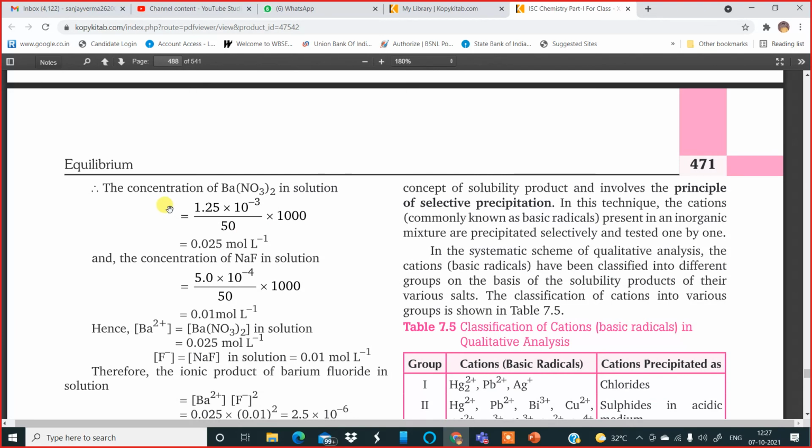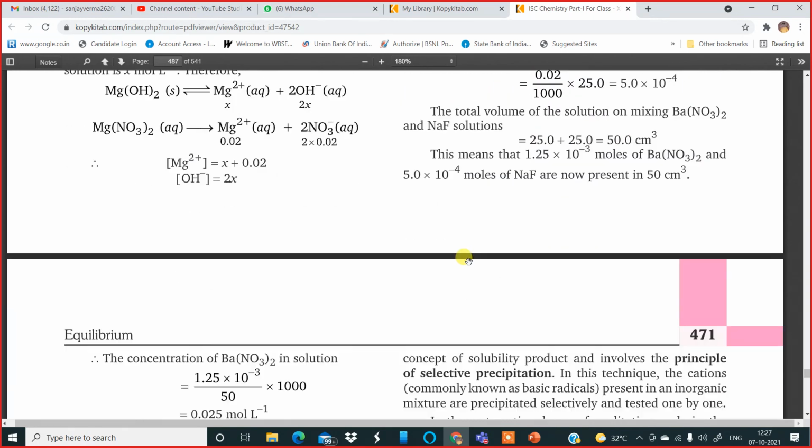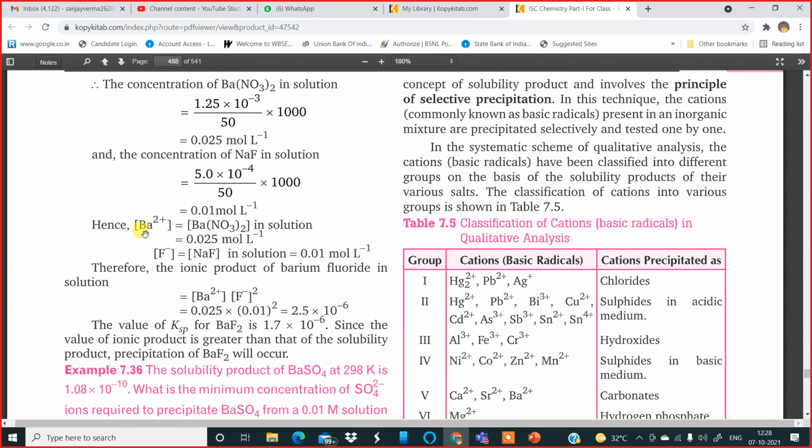And then the concentration of barium nitrate in solution is given. It is 1.25 × 10^-3, the total volume is 50, so if you divide this by 50 into 1000, you get the concentration in moles per liter. And the concentration of sodium chloride: 5.0 × 10^-4 by 50 into 1000, you get the concentration of sodium chloride. Hence, the concentration of barium ions is equal to the concentration of barium nitrate in solution, which is 0.025. Therefore, the ionic product of barium chloride can be calculated now.